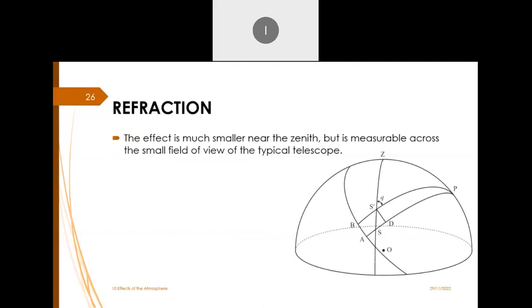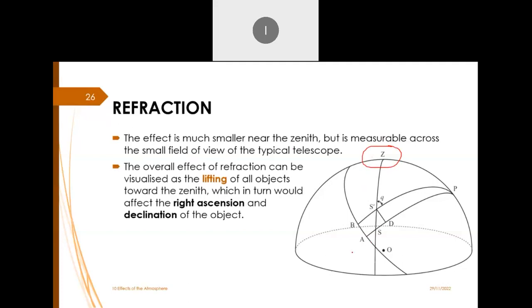So this is the effect. It is much smaller near the zenith, but is measurable across the small field of view of the typical telescope. The overall effect of refraction can be visualized as the lifting of all objects toward the zenith, which in turn would affect the right ascension and declination.